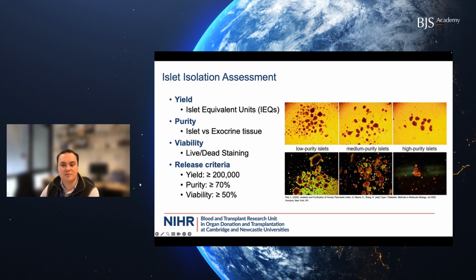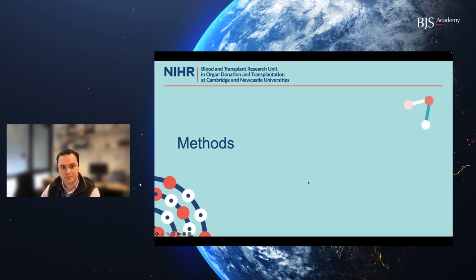Purity reflects the proportion of endocrine tissue relative to exocrine tissue, and viability assesses how many of the isolated islets are alive and metabolically active. This is typically measured using fluorescent dyes which distinguish live cells from dead cells under microscopy. And then each of these parameters has established minimum thresholds, and together they form the NHS release criteria that determine whether an islet preparation is suitable for transplantation.